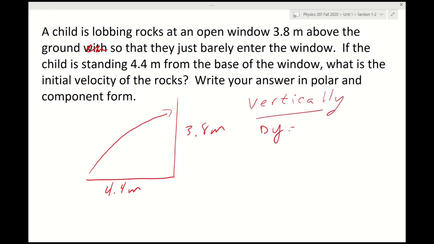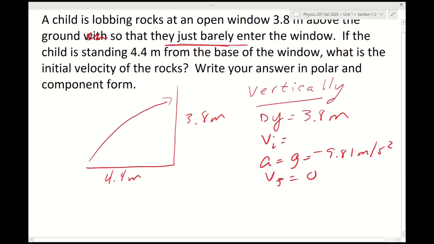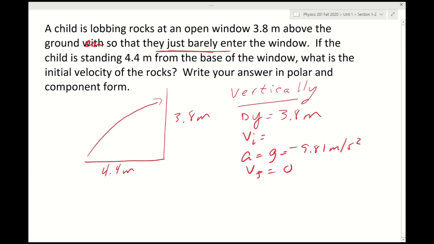we know that delta y is equal to 3.8 meters. We know that the initial speed we're going to call vi. Acceleration is gravity, negative 9.81 meters per second squared. And we know going up that our final speed is 0 because they just barely enter the window. In other words, it's only the horizontal velocity that remains.